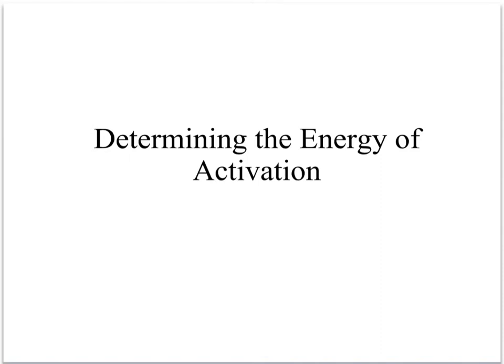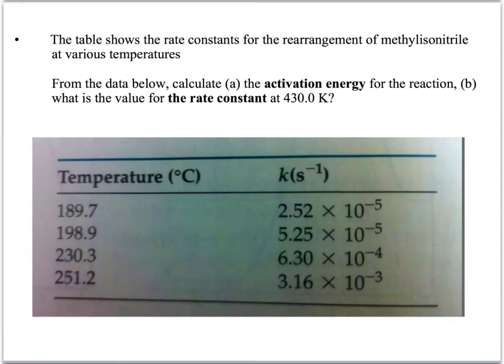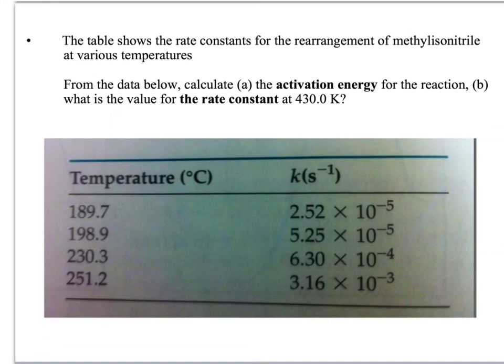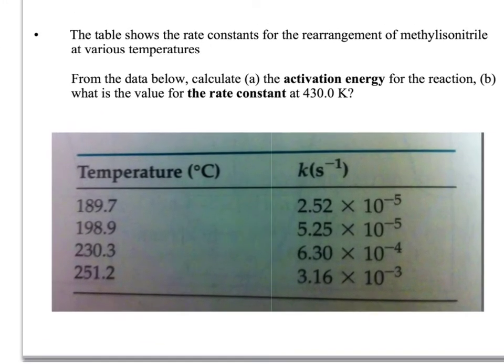Today we're going to learn how to calculate activation energy given values of K and temperature. Here we have a data set, and in this data set you see we have values of temperature and values of the rate constant, K. And the unit is s⁻¹, and that will be constant. What I would like to do is use these values to determine activation energy.